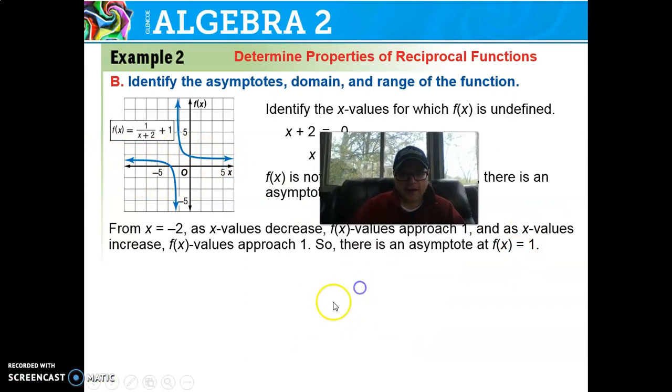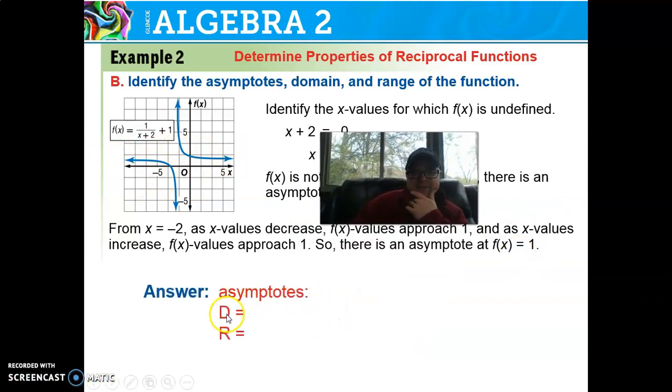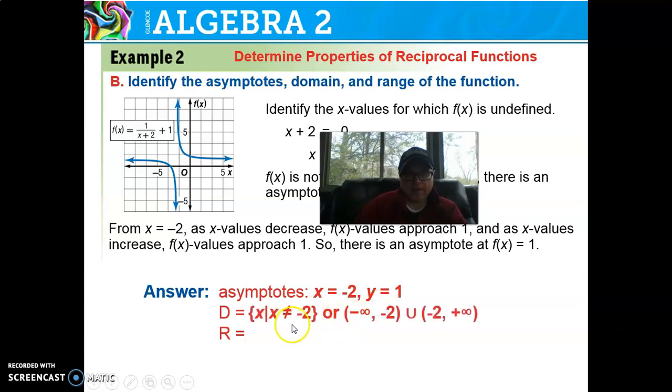So as far as asymptotes, there is a vertical asymptote at x equals negative 2 and a horizontal asymptote at y equals 1. And the domain would be x cannot equal negative 2, and the range would be y cannot equal positive 1. And of course, you can also write those in interval notation.